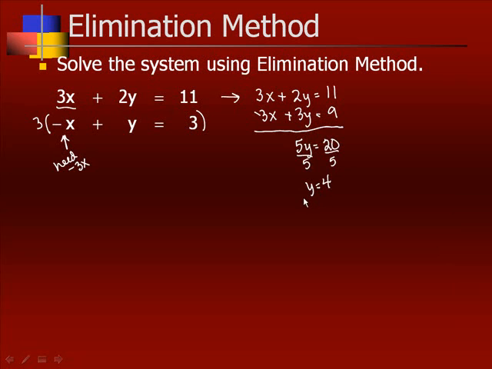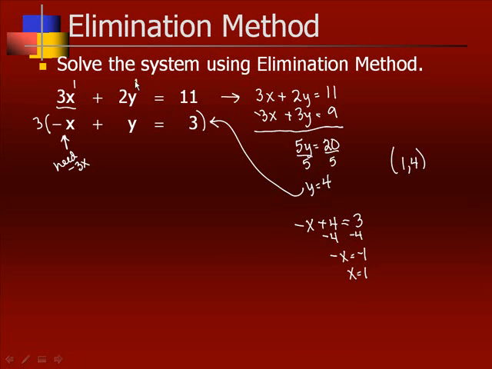Now we're going to take y as 4 and plug it back into either original. This time we can go to the second one. We'd get negative x plus 4 equals 3. Minus 4 on both sides gives us negative x is negative 1. So x is 1. So our solution would be x is 1, y is 4.